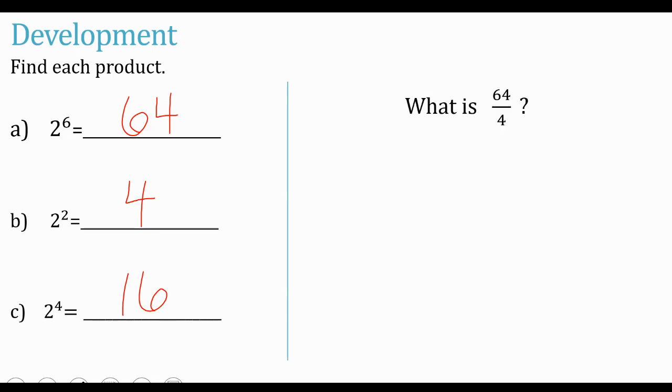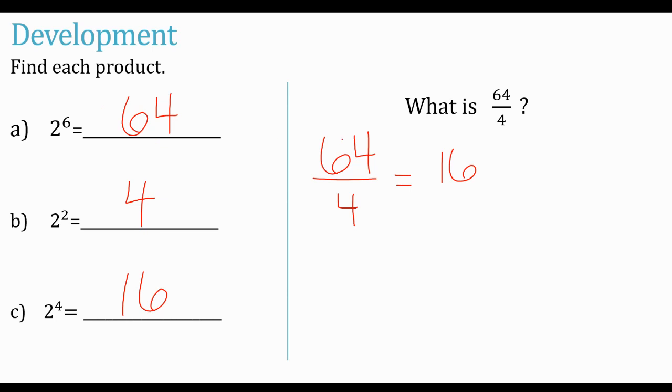So now let's take a look. What is 64 divided by 4? How many times does 4 go into 64? And the answer there is 16. So in our little division here, we have the same answers that we got over here.